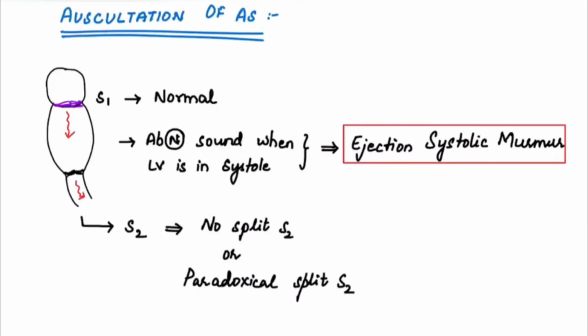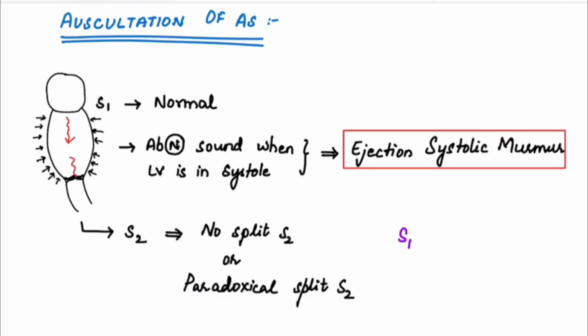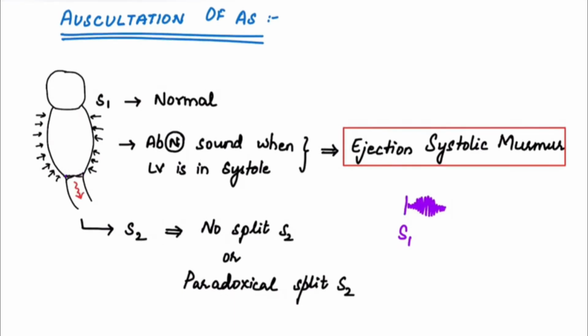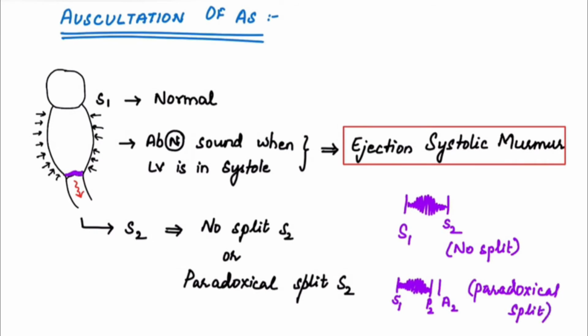So first there is a closure of the mitral valve, which causes the sound S1, then contraction of the left ventricle pushing the blood through a narrowed aortic valve leads to an ejection systolic murmur, and then closure of the aortic valve causes S2, which can have no split or it can have a paradoxical split.